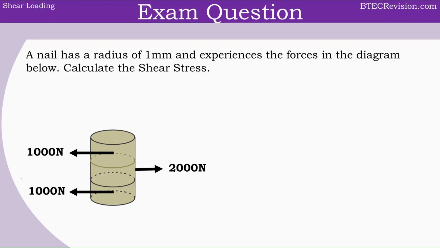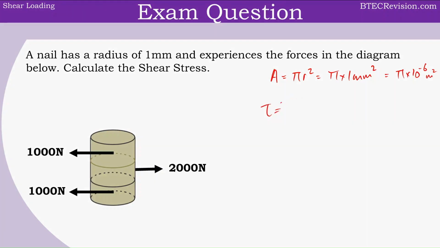This nail is considered to be in something called a double shear. To solve this type of problem, we need to consider either half the load acting on a single shear area, or the whole load acting over 2 shear areas. Looking at either method, firstly we'll have to calculate the area, which is pi r squared. That's equal to pi times 1 millimeter squared, so that's equal to pi times 10 to the power of minus 6 meters squared.